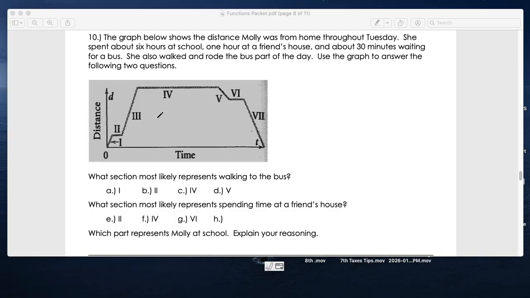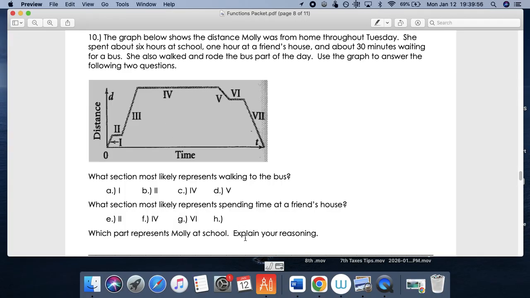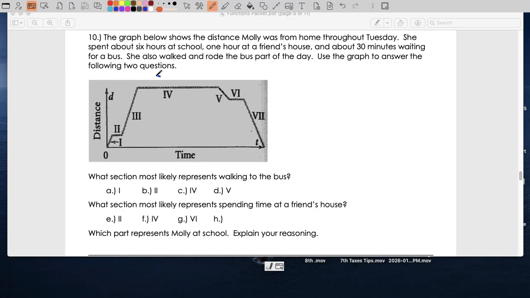Spent 6 hours at school. So this is what it would be. So when she's at school, her distance to home is the same. So this is the time she spends at school. 1 hour at a friend's house. She also walked and rode the bus part of the day.